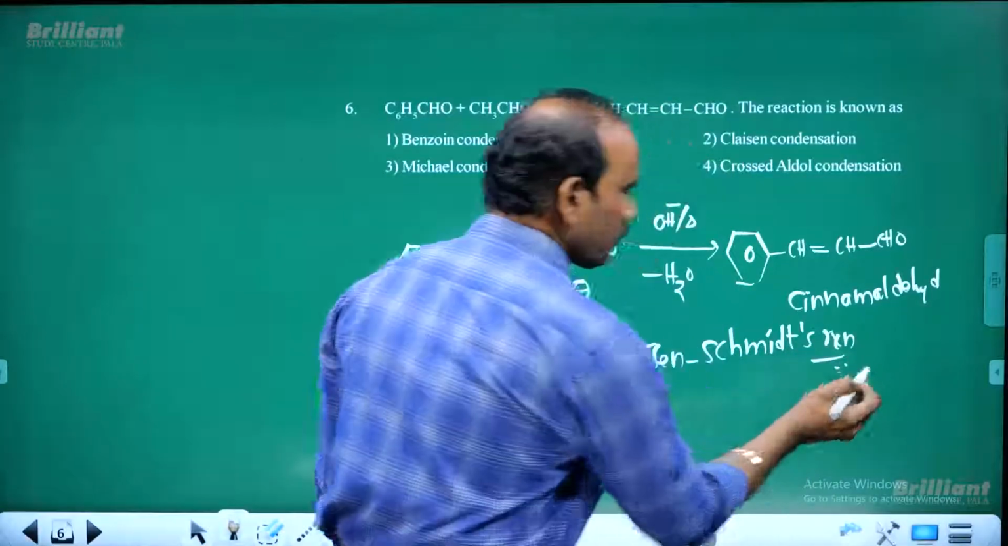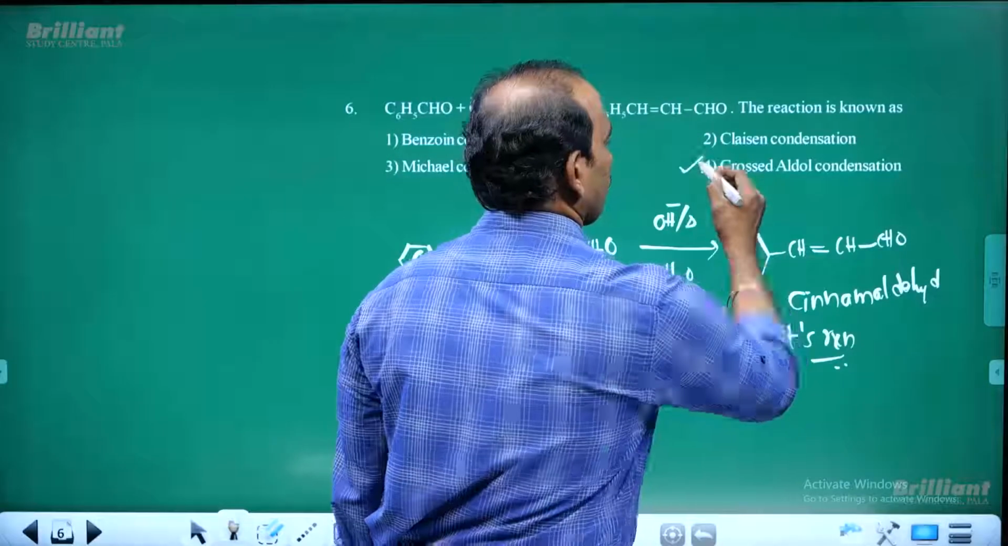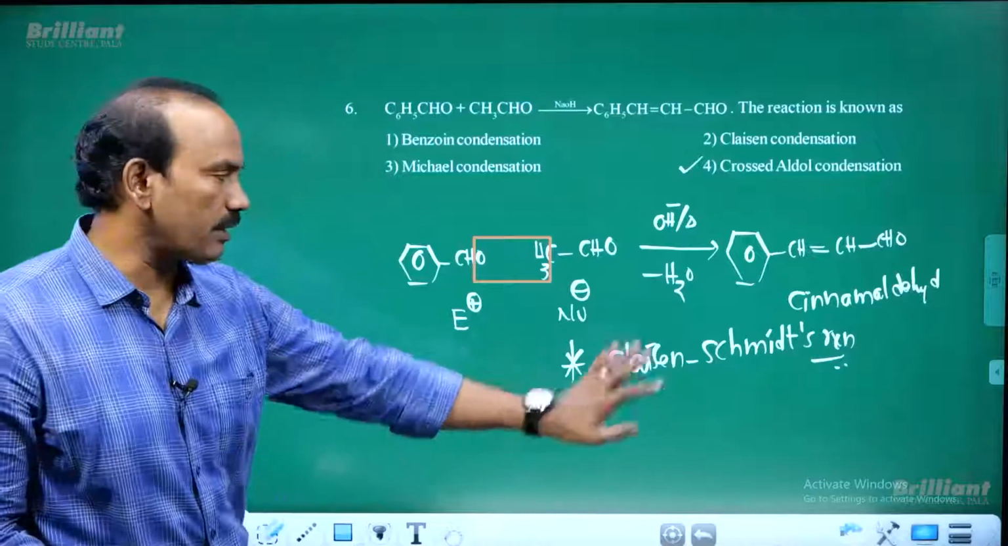Claisen-Schmidt reaction. This is a crossed aldol. Especially this reaction, the name of the reaction is Claisen-Schmidt reaction. Clear?